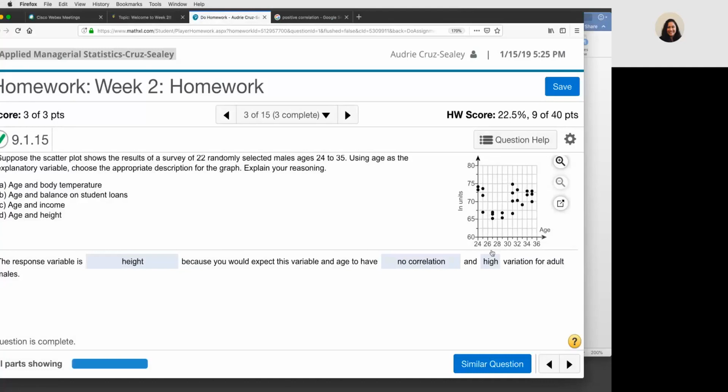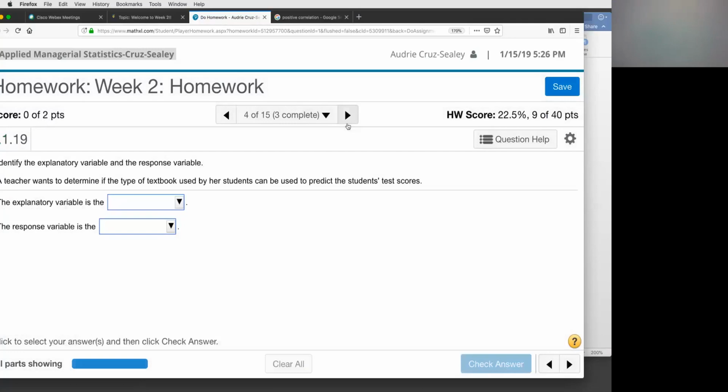I would expect this, if you're looking at this graph, no correlation. Is it going up? Is it steadily going up? Is it steadily coming down? No, it's pretty much scattered all over the place. That make sense? So this would be no correlation. And this has a high variation because they're spread out so much. The dots are not close together to make a line, if you want to think of it that way. Is everybody okay with how to answer this question? Yes. We're okay? Okay. That's fine.